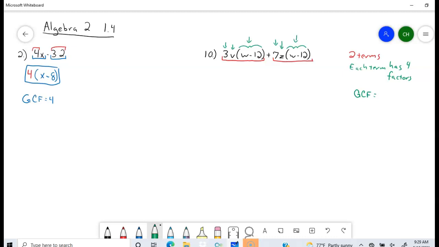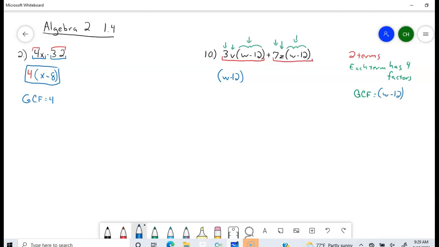Does 3 and 7 have anything in common? No, I can't do anything. Does v or z have anything in common? No. The last factor, w minus 12, they both have. So that is a factor that I can pull out. I'm going to pull out w minus 12. Over here I'm going to write my GCF is w minus 12.